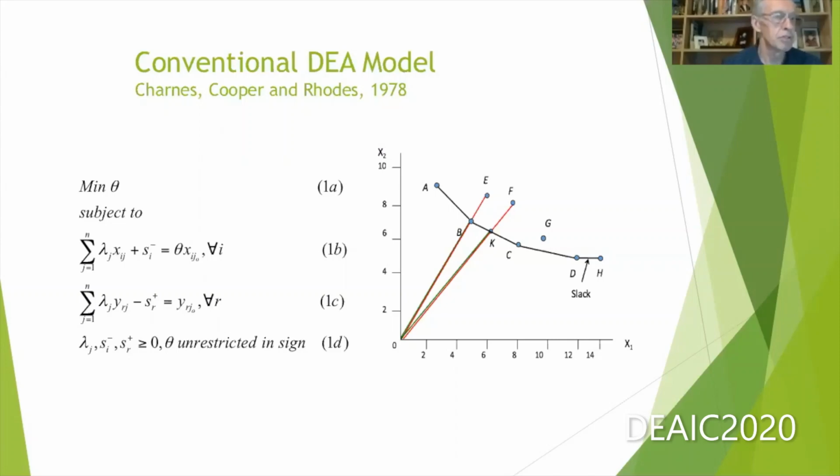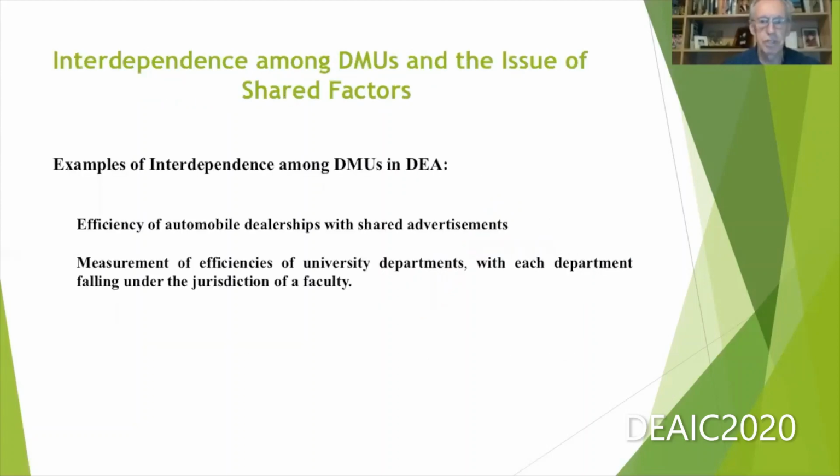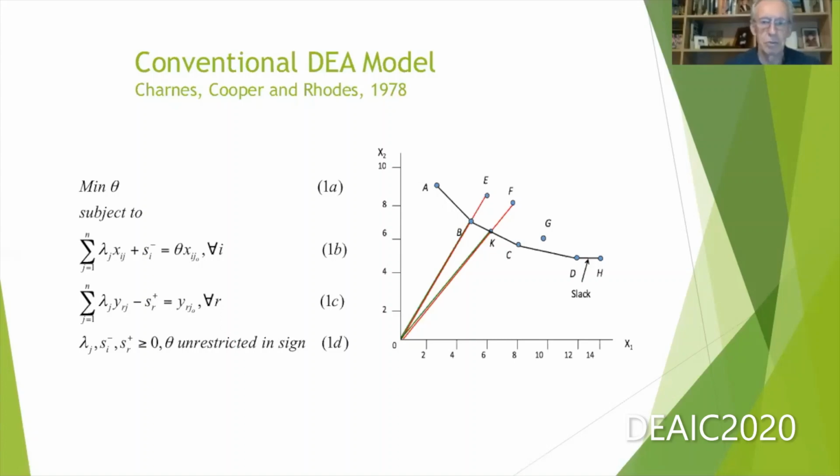The conventional model, shown here as Model 1, assumes that each DMU j possesses its own quantities of a set of inputs, X, and generates a set of outputs, Y. Furthermore, it's assumed that the input-output bundle for any given DMU is not connected to those of the other DMUs. In more precise terms, the DMUs are assumed to be independent of one another. You'll notice on this picture a projection of points like E and F onto the frontier.